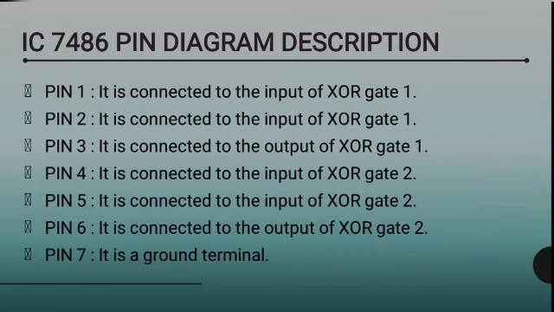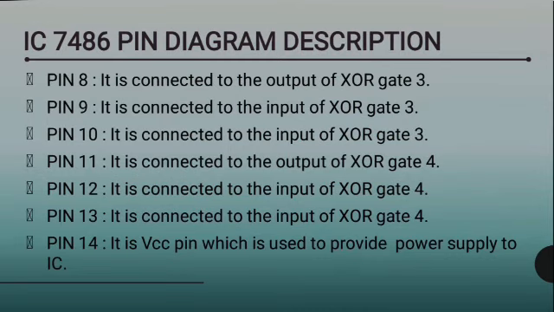Similarly, pin 4 and pin 5 are the inputs of XOR gate 2, and pin 6 is the output of XOR gate 2. Pin 7 is the ground terminal. The pin 8 is the output of XOR gate 3, and pin 9 and pin 10 are the inputs of XOR gate 3. Similarly, pin 11 is the output of XOR gate 4, and pin 12 and 13 are the inputs of XOR gate 4. And pin 14 is the VCC pin which is used to provide power supply to the IC.